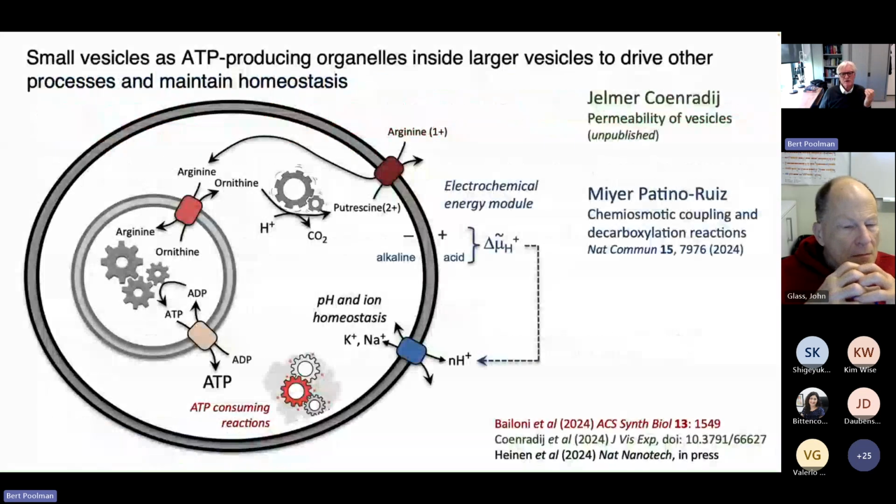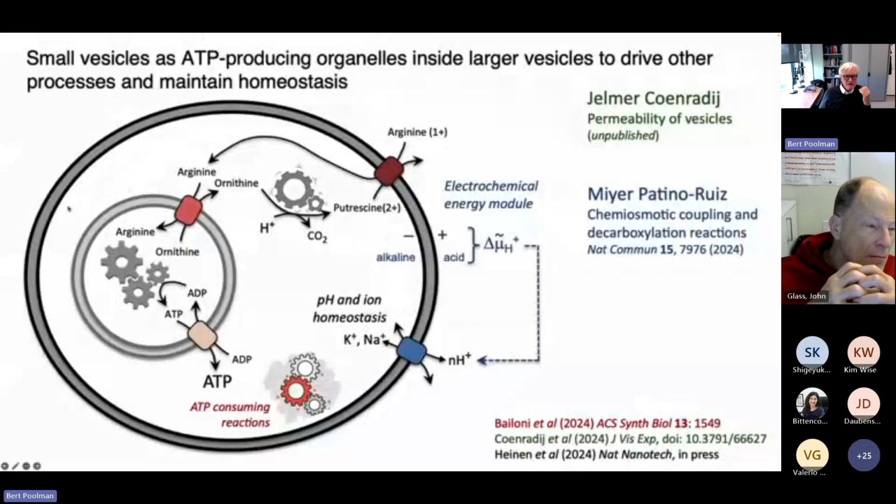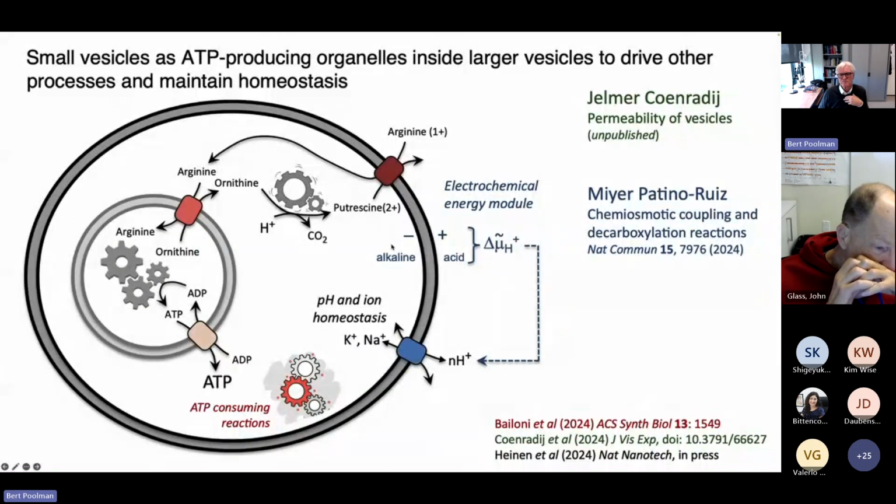And what we are doing right now is to encapsulate them into larger vesicles, as if we would have a mitochondrion in a mammalian cell. These vesicles produce ATP, enable ATP-consuming reactions, but of course in such a system we also need homeostasis, for which we need an electrochemical module to generate the proton motive force. And in the next talk, Mijer will show how very simple decarboxylation reactions can perform this.